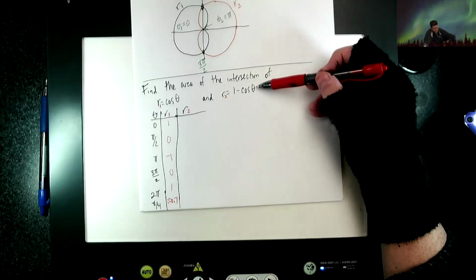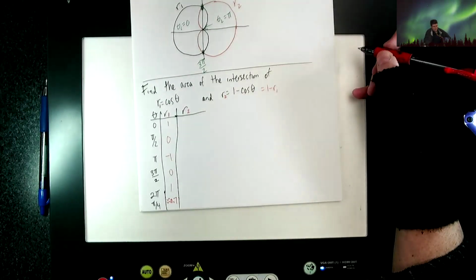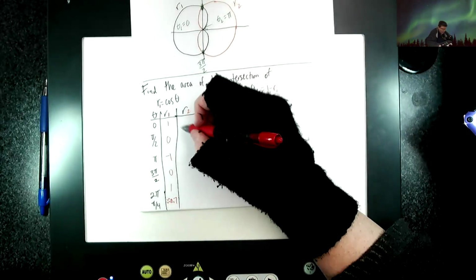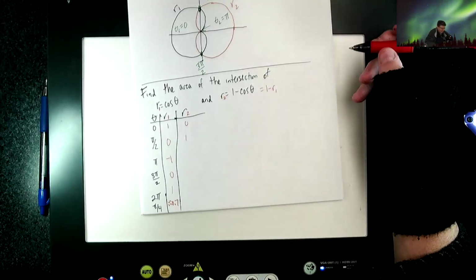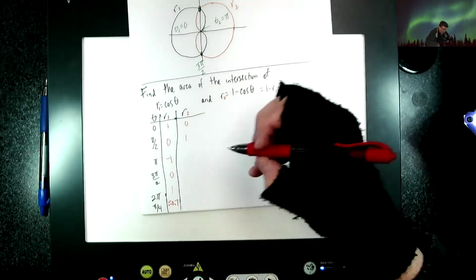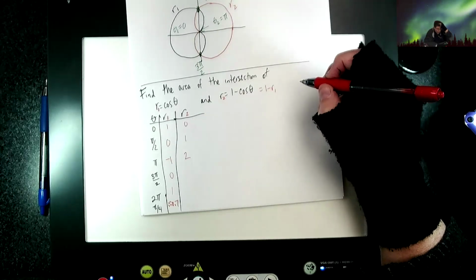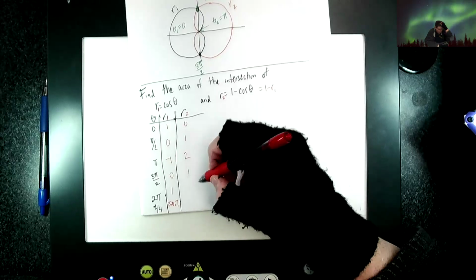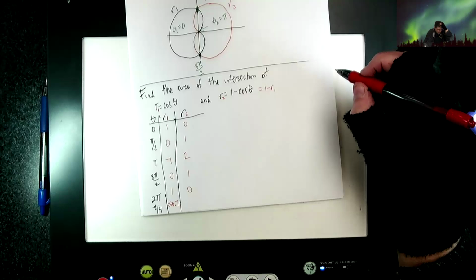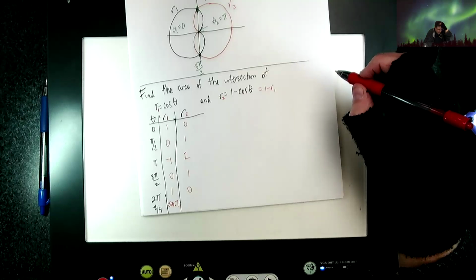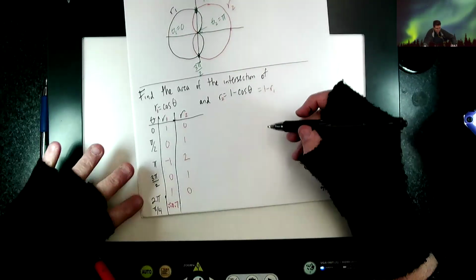R2 is like doing 1 minus R1. So 1 minus 1 is 0. 1 minus 0 is 1. 1 minus -1 is 2. 1 minus 0 is 1, and that's back down to 0. And we already know it's a cardioid, so I'm not going to bother with that pi over 4 on that one.